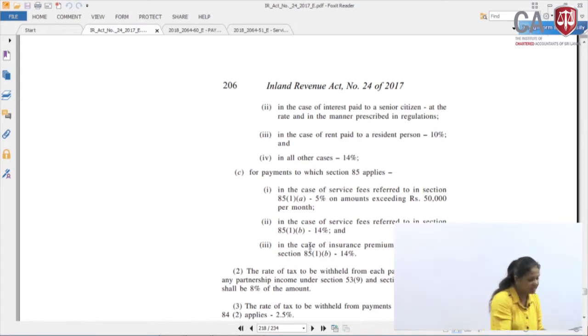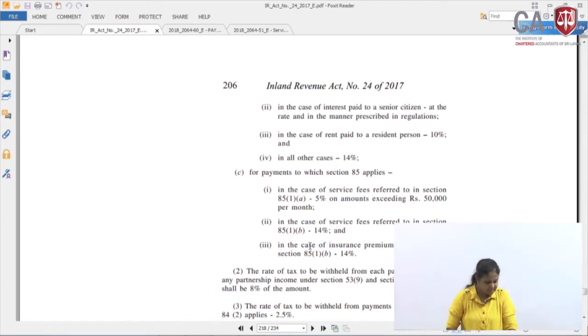The wording is mentioned in the Inland Revenue Act, which we have looked into: pays a service fee or insurance premium by a resident person to a non-resident person. In there, the rate is 14%. Any service fee, that's where the rate has been mentioned. And finally, in the case of insurance premium, it's again the same provision, the rate is 14%.